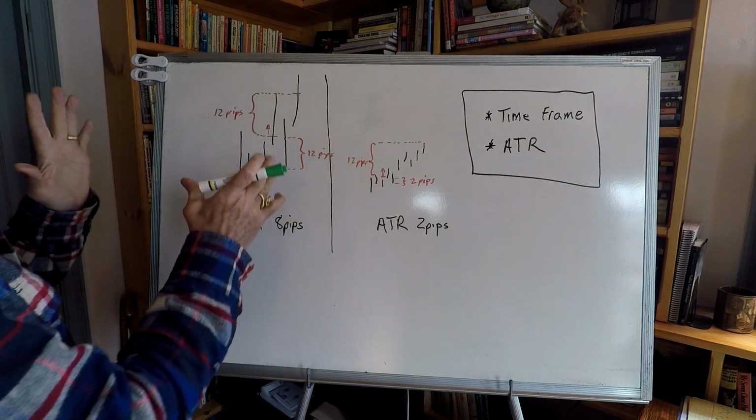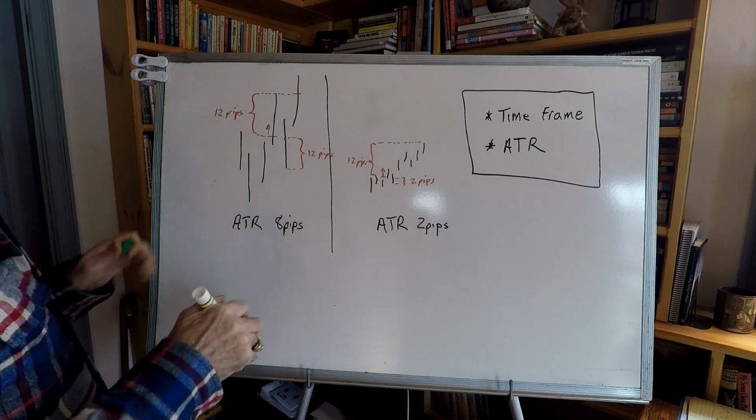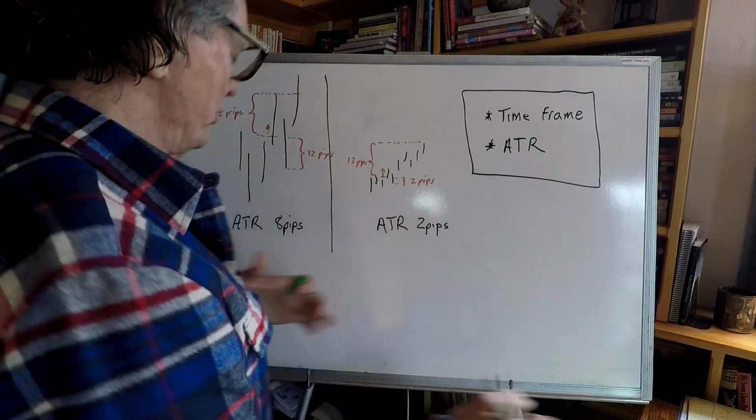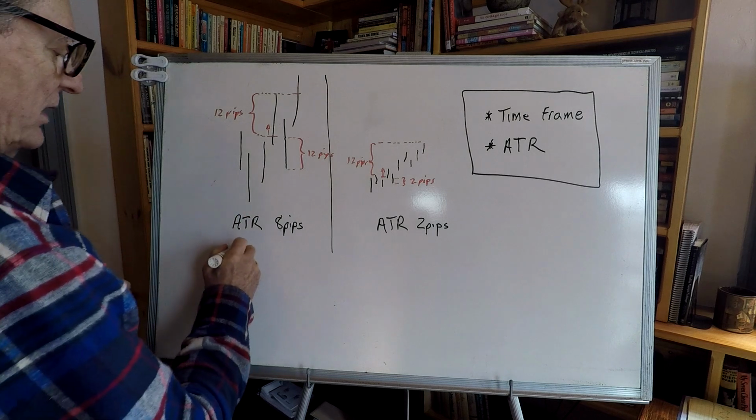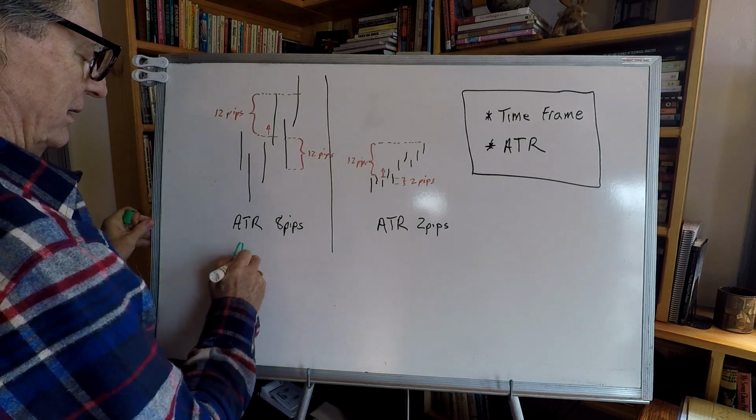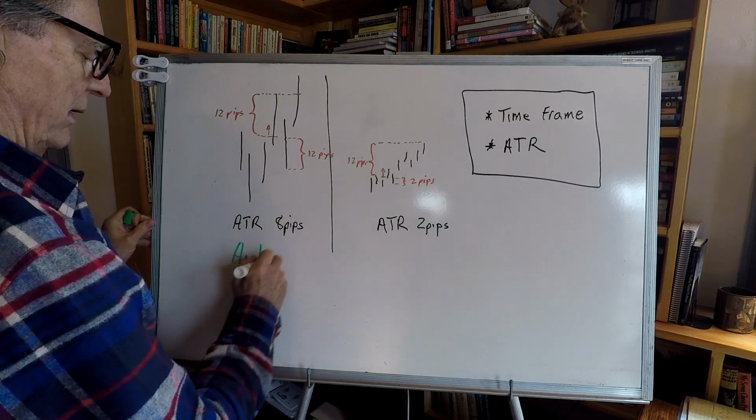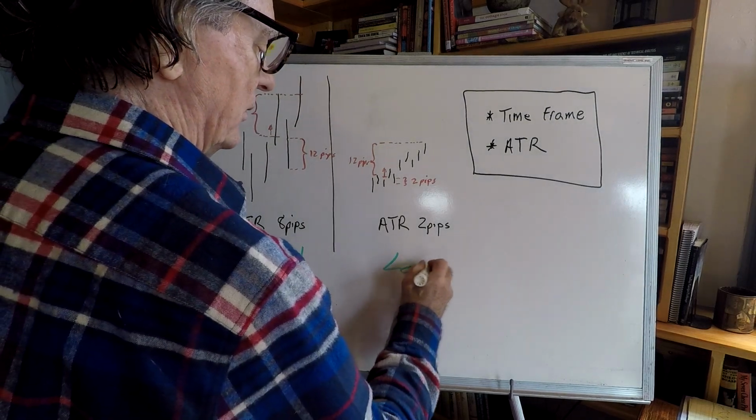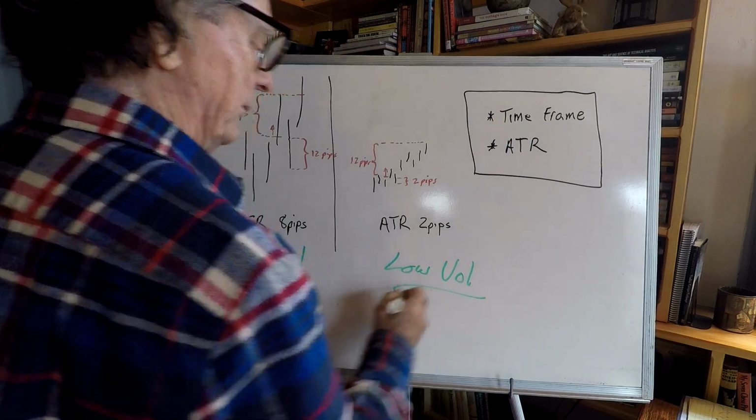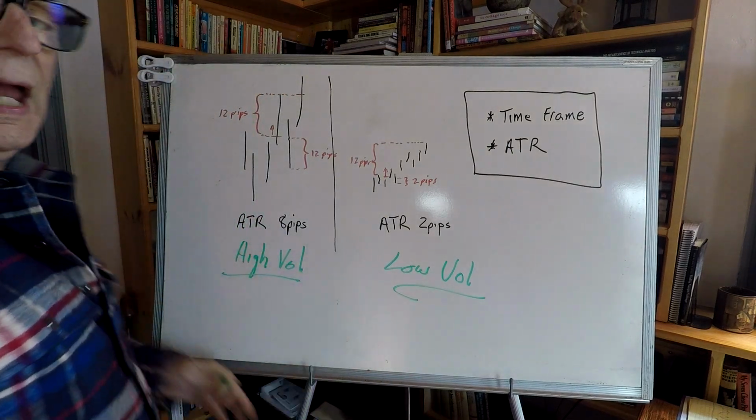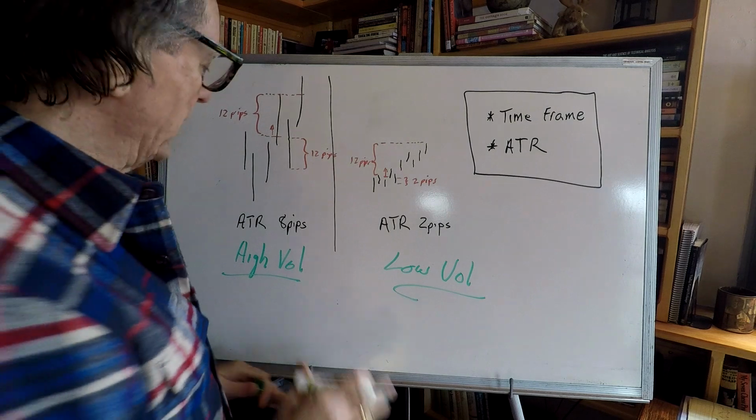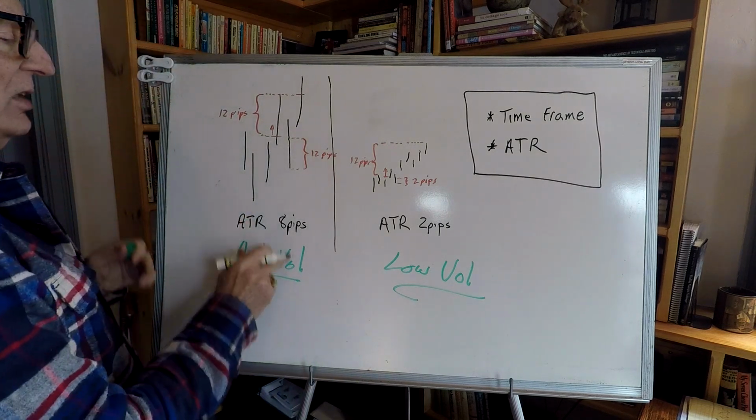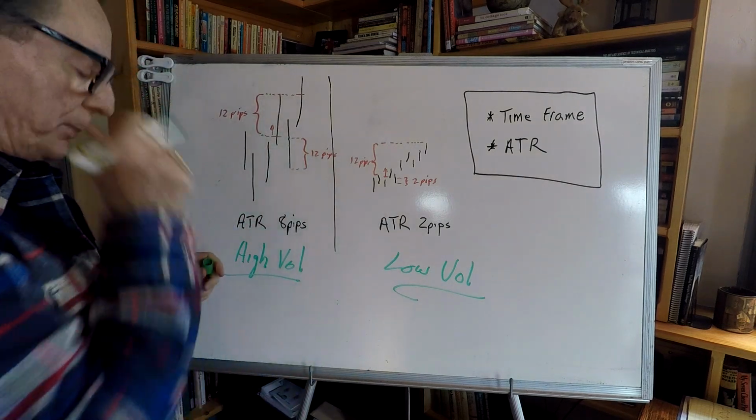This is what you'd call, and everything is in relationship, okay? You could call this high volatility, and you might call this low volatility. And the reason for that, strictly on an ATR basis, is this ATR is 8 pips and this ATR is 2 pips.